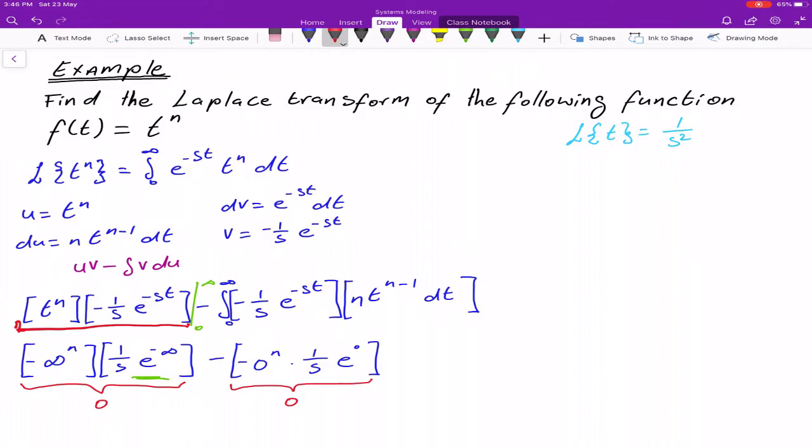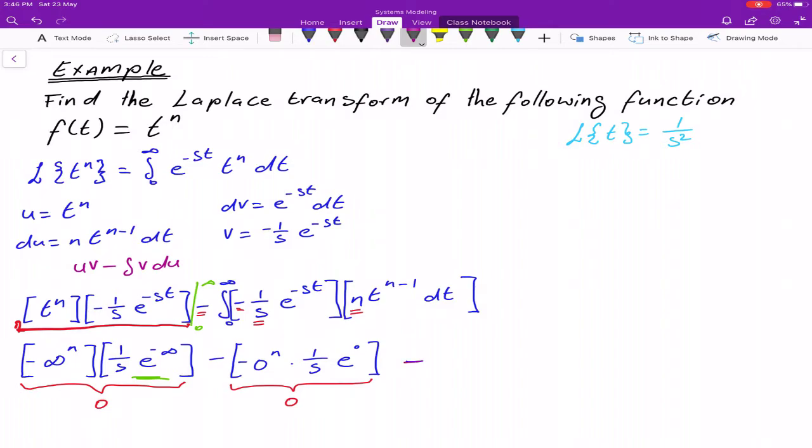Now, the only part that we have is the minus integral. Let me rewrite this and pull out the constants. n is a constant because we are integrating with respect to t, and minus 1 over s is a constant. Minus and minus is going to be plus. Let me rewrite it in a different color.